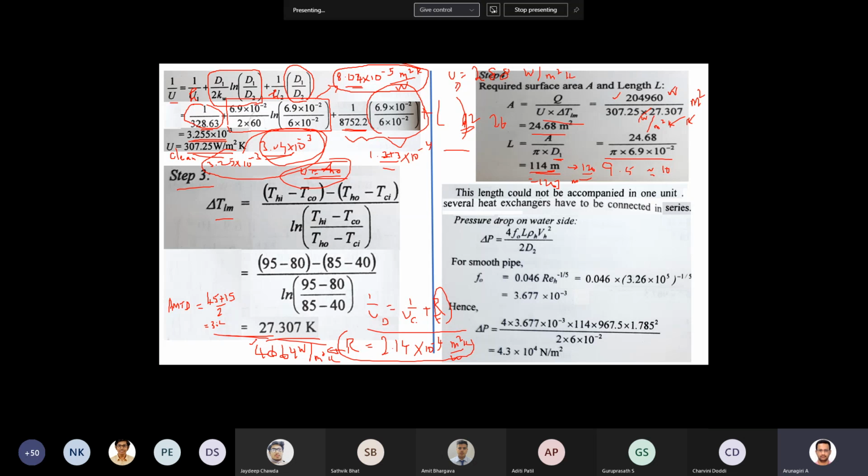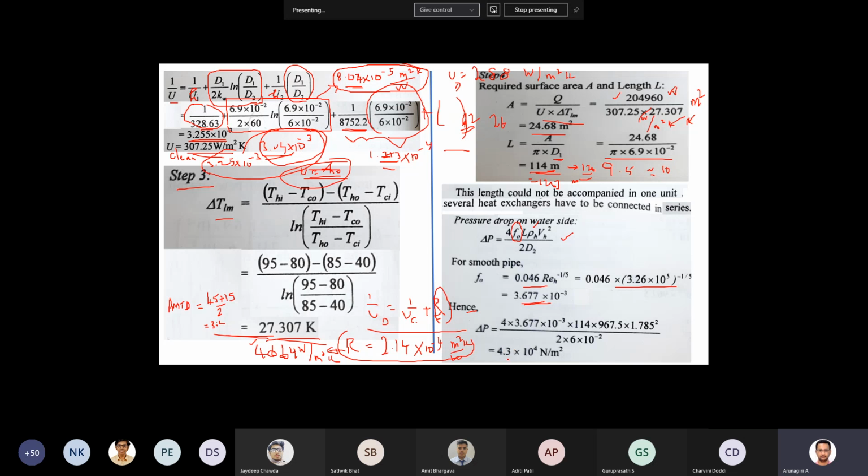Once that is okay, you can go for pressure drop on the water side. For a smooth pipe, this is the equation that you can use to calculate the friction factor. Delta P is equal to 4F L by D, V square by 2 GC, multiplied by rho. GC is 1 in SI units. To calculate the friction factor, you need this equation: 0.046 Reynolds number power minus 0.2. So this is your friction factor.